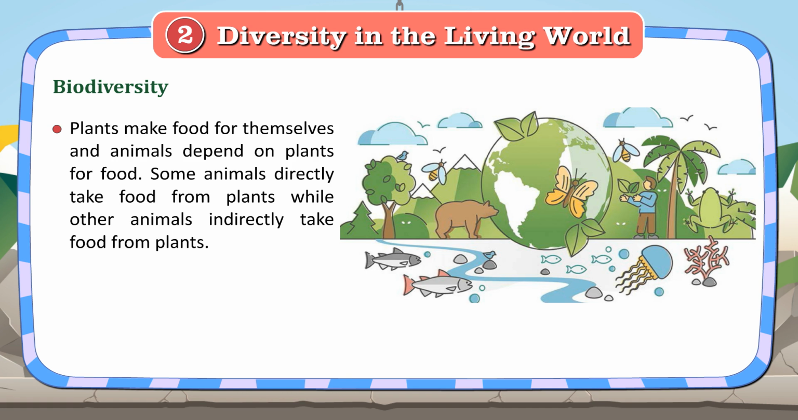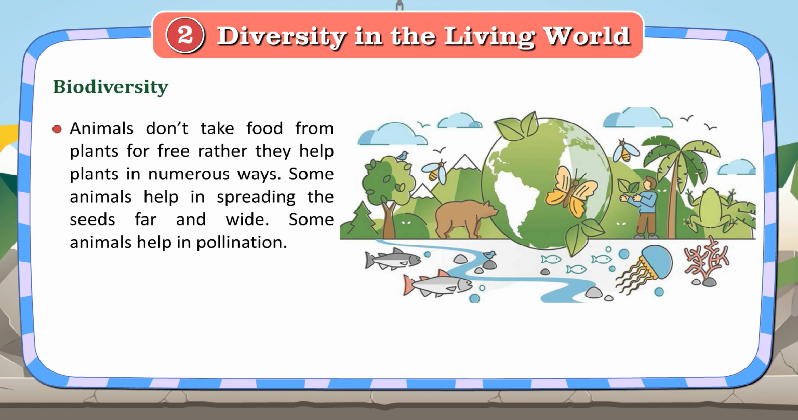Plants make food for themselves and animals depend on plants for food. Some animals directly take food from plants while other animals indirectly take food from plants. Trees also provide shelter to many animals. Animals don't take food from plants for free; rather, they help plants in numerous ways.